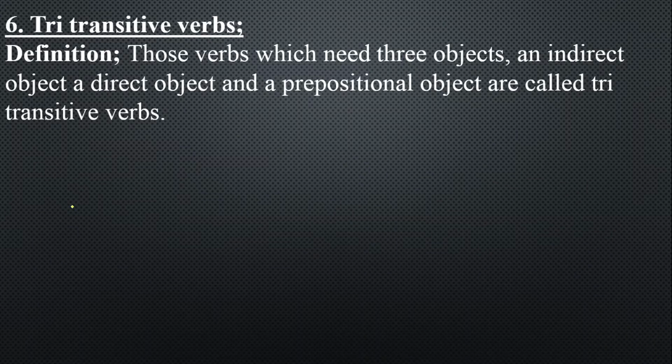Those verbs which need three objects, an indirect object, a direct object, and a prepositional object, are called tri-transitive verbs. Tri-transitive verbs need three objects. Number one, an indirect object. Number two, a direct object. And number three, a prepositional object. And what is a prepositional object? Which is followed by a preposition.